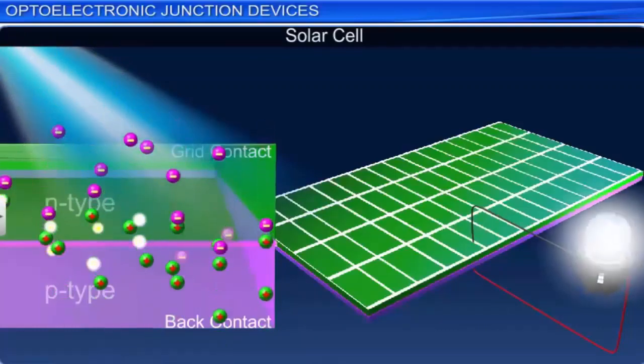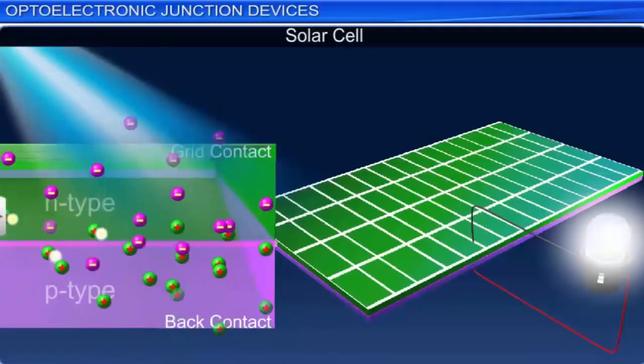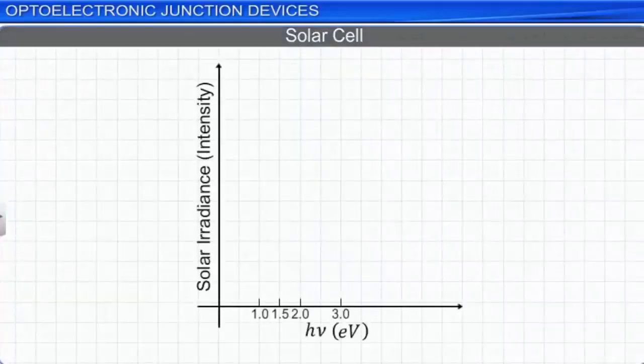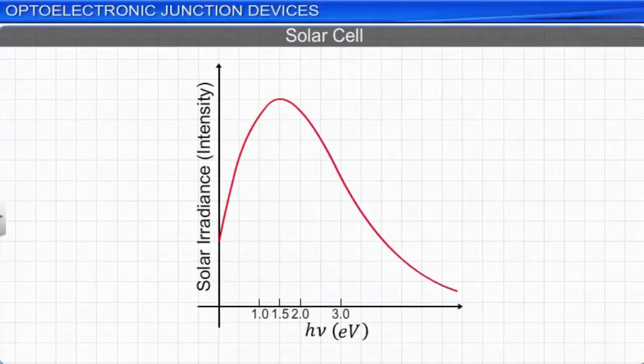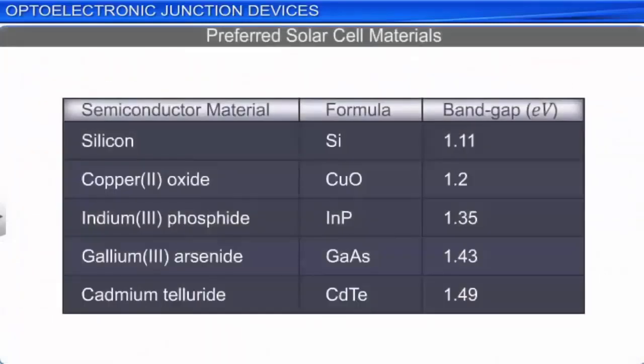If we plot the intensity of solar radiation against its energy, we find that the maximum intensity radiation is produced by photons having energy equivalent to 1.5 electron volts. Thus, semiconductors having band gaps lower than 1.5 electron volts are used in the manufacturing of solar cells. Here are a few examples.